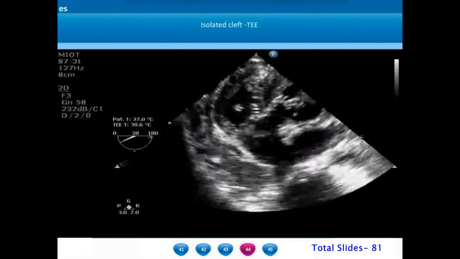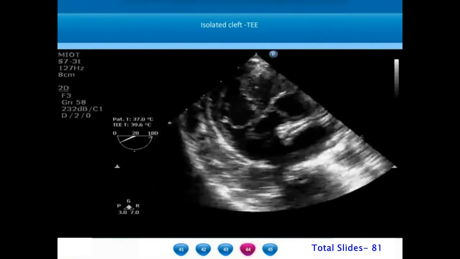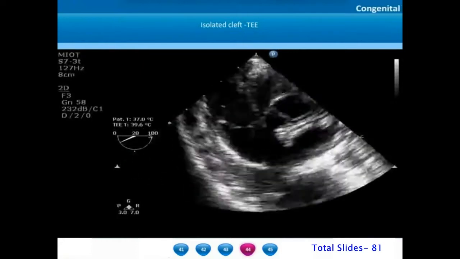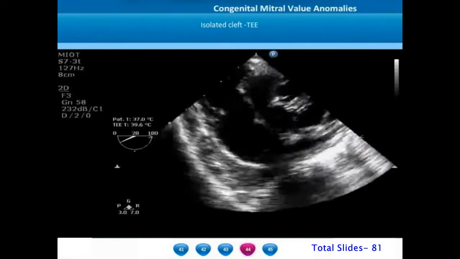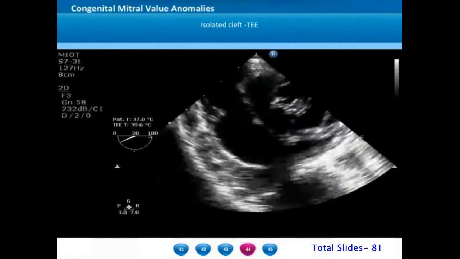On the transgastric view obtained after transesophageal echocardiogram, in the same patient, we can notice the cleft chordae getting attached to the intraventricular septum and causing an obstruction to the subaortic pathway.